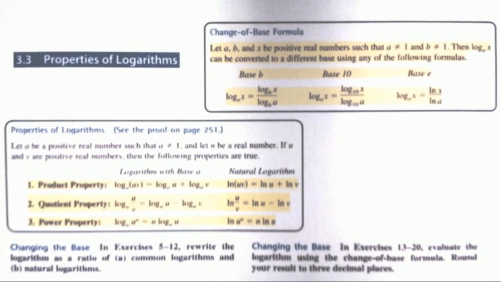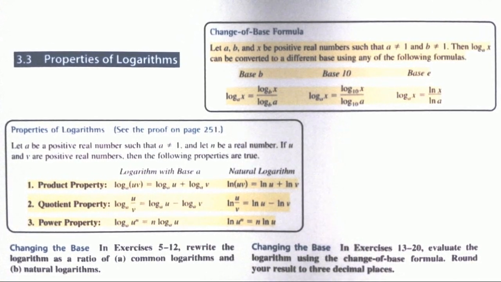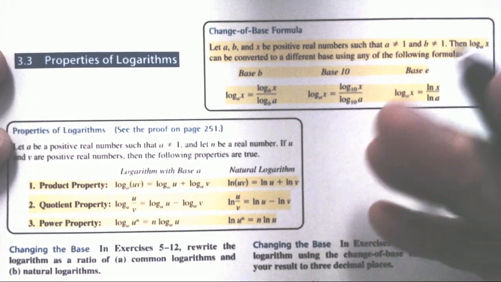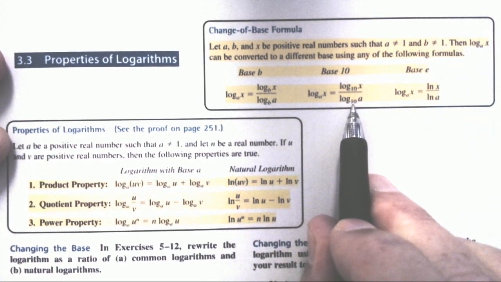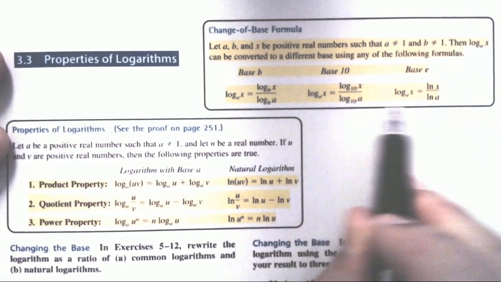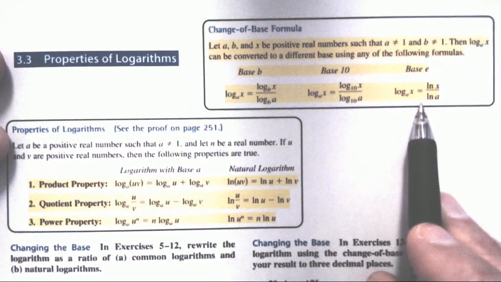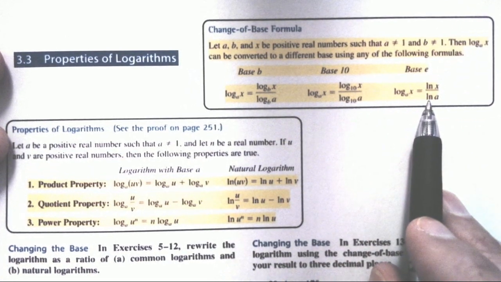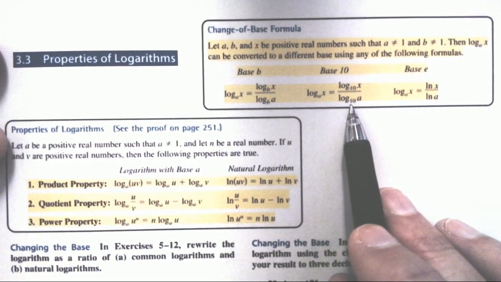Welcome to 3.3 Properties of Logarithms. The first is the change of base formula, which is becoming a little antiquated with all the technology we have, but oftentimes you're in an environment where using base 10, so for instance using log base 10 or using ln, are advantageous to us. ln in calculus is almost exclusively used versus log base 10.